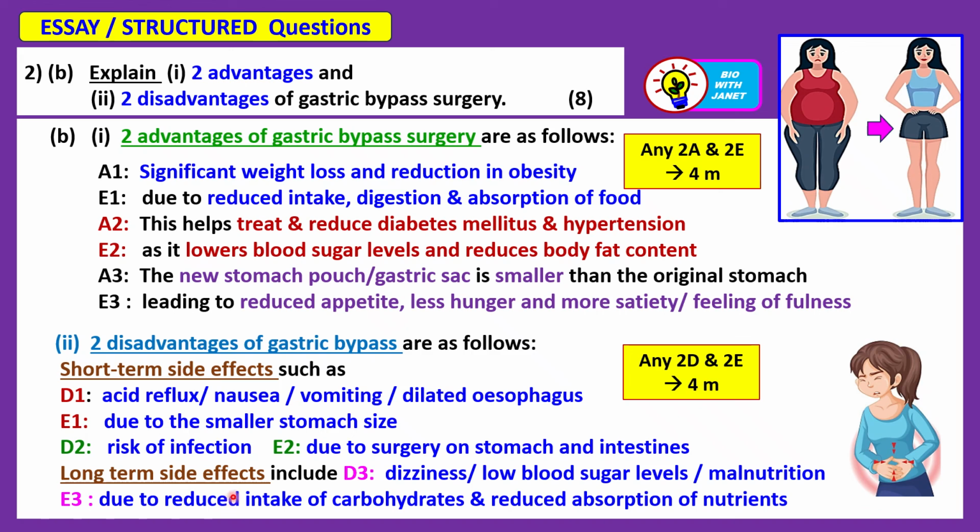Now, longer term side effects include, this is the 3rd disadvantage, dizziness, low blood sugar levels, and malnutrition. Why? E3, due to reduced intake of carbohydrates and reduced absorption of nutrients. Because the person will be eating less food, so he may suffer from reduced intake of carbohydrates and vitamins and minerals. Okay, that can lead to low blood sugar levels and malnutrition where he lacks certain nutrients.